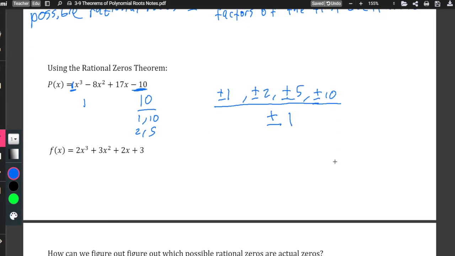So how we get this is we take every single one of these and we create a fraction with the one below it. So that means we'll have plus or minus 1 over 1, which is 1, plus or minus 2 over 1, which is 2. So I'm just going to skip, since we all know what these numbers divided by 1 are. So our possible rational roots are plus or minus 1, plus or minus 2, plus or minus 5, and plus or minus 10.